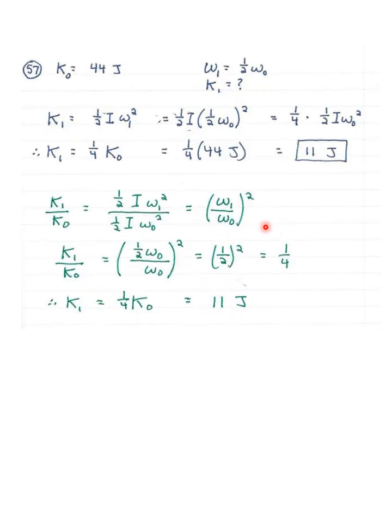So then in the next line, I'm going to take omega 1, and you can see up at the top of my screen, that's 1/2 of omega naught. So I'm going to substitute for omega 1 in this numerator. I'm going to call that 1/2 of omega naught. And so here we have this line. Now notice the omega naught divides out, so we're left with 1/2 squared. And so we're left with this nice simple relationship that the ratio of K1 over K0 is 1/4. So then we can say K1 is 1/4 of K0, and we get 11 joules.